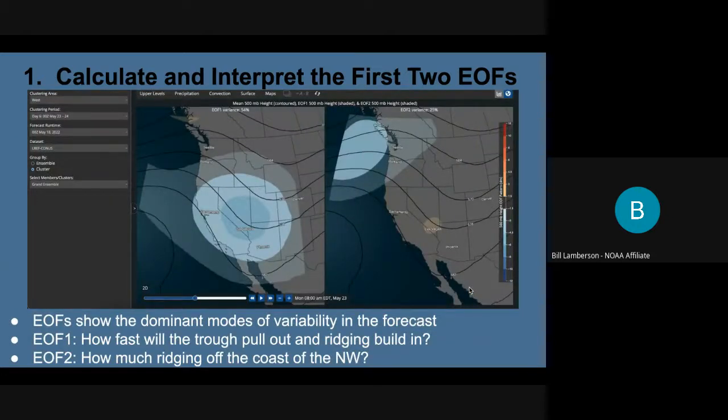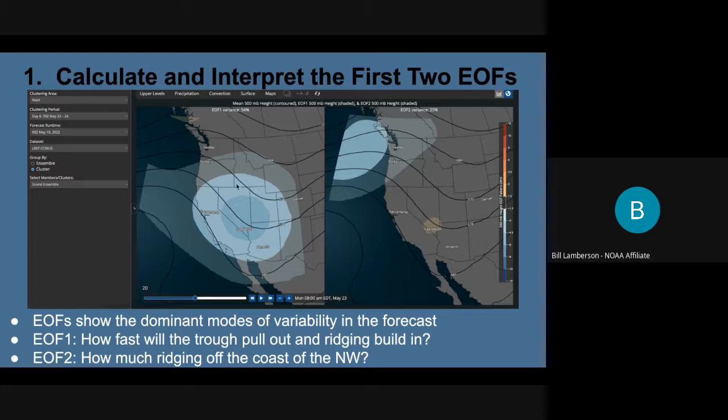So these are the first two EOFs. On the left, we have EOF1, which explains about 54% of the variance. And on the right, we have EOF2, which explains 25% of the variance. In both of these two panels, what's contoured is the multi-model ensemble mean, and then the shading is the actual EOF pattern. So we can see a trough over the Intermountain West with ridging building in over the west coast of the United States.